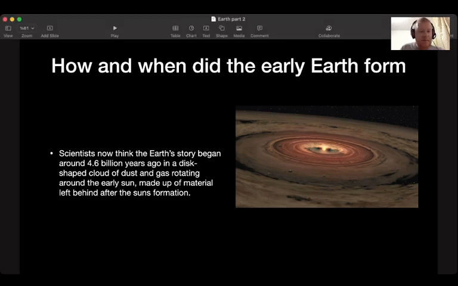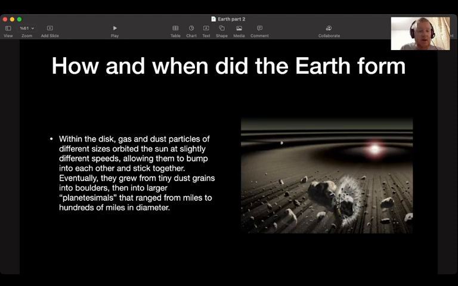Okay, so about 4.6 billion years ago, the Earth's story began, roughly. Most of us thought it was 5 billion years ago, but now scientists believe it's 4.6 billion years ago. So 400 million years quicker than expected. Shorter, I mean.